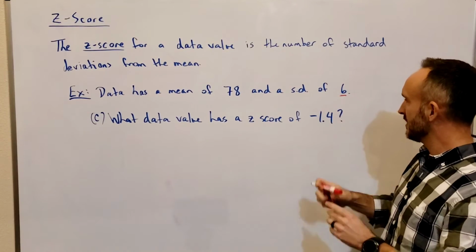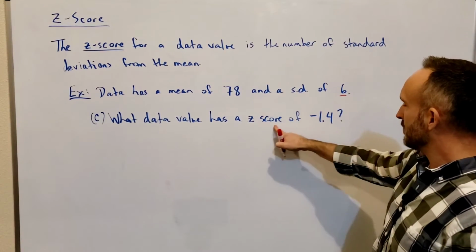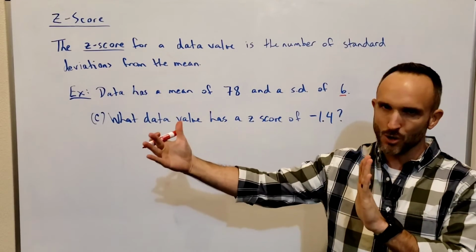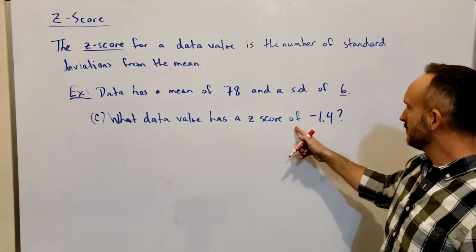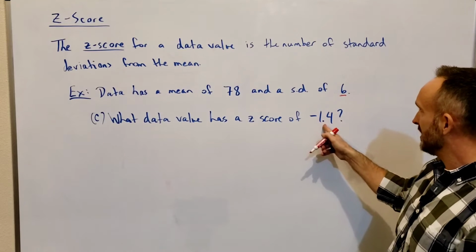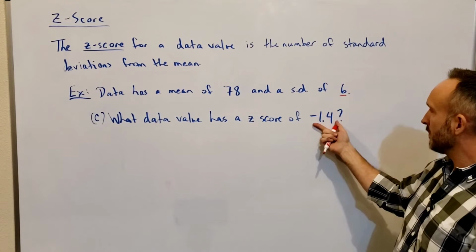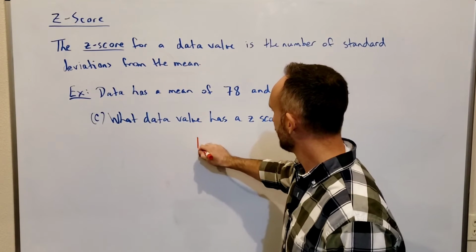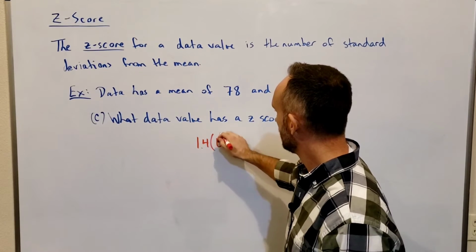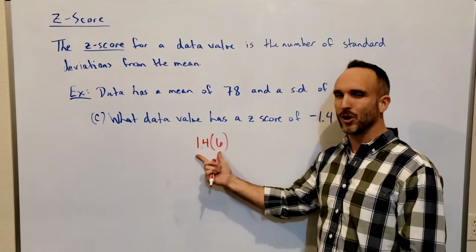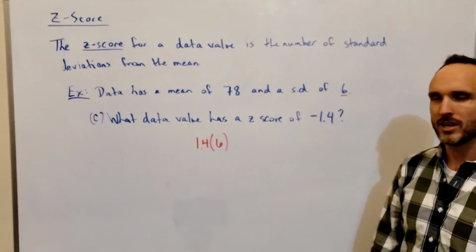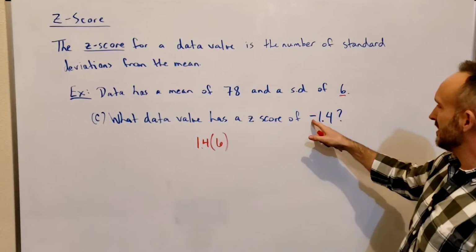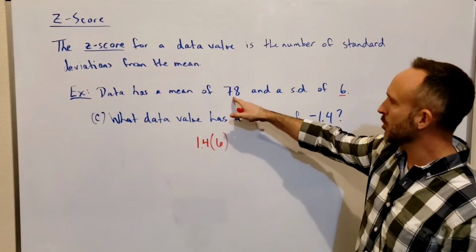So what we're going to do is, if we have a z-score of -1.4, that means we're 1.4 standard deviations below the mean. Well, 1.4 standard deviations means we're 1.4 sixes. So what we have to do is we have to multiply 1.4 times 6, and that's going to tell us how far we are from our mean. Okay, so this tells us how far we are from our mean. But because this is a negative z-score, we know we're below the mean.